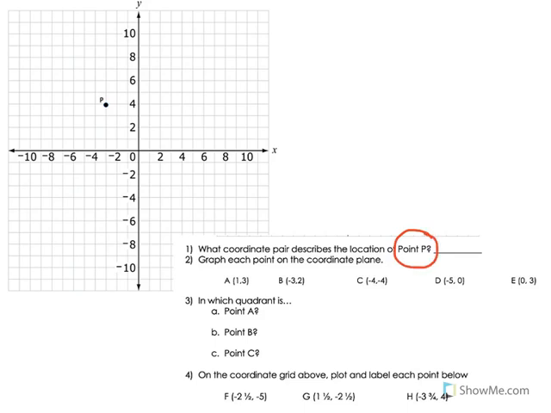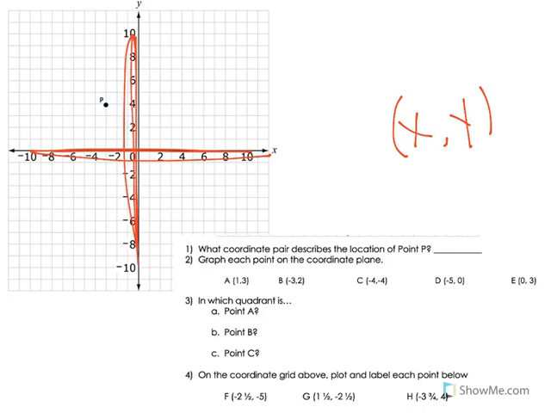Okay, so it's talking about point P, which is up here on the coordinate plane. If a question asks me a coordinate pair, that means I'm looking for the x coordinate and then the y coordinate. Remember, the x coordinate is where I'm going along the x-axis, so how far I'm running. The y coordinate is how far up I go or how far I jump.